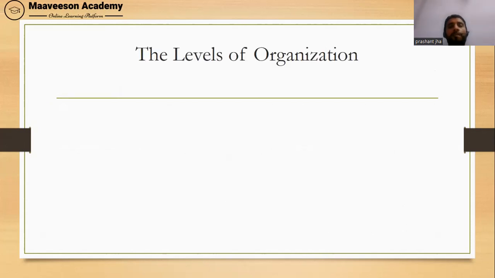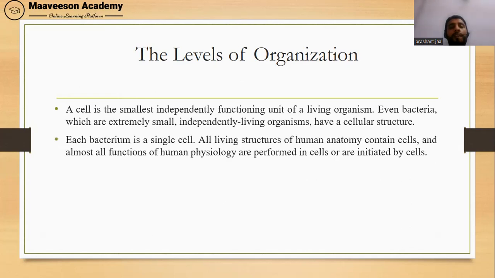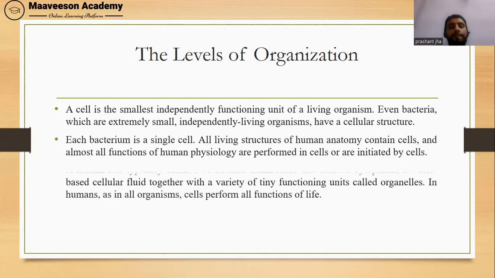So next is the levels of organization. A cell is the smallest independently functioning unit of a living organism. Even bacteria, which are extremely small, independently living organisms, have a cellular structure. Each bacterium is a single cell. All the living structures of the human anatomy contain cells, and almost all functions of human physiology are performed in cells or are initiated by cells.